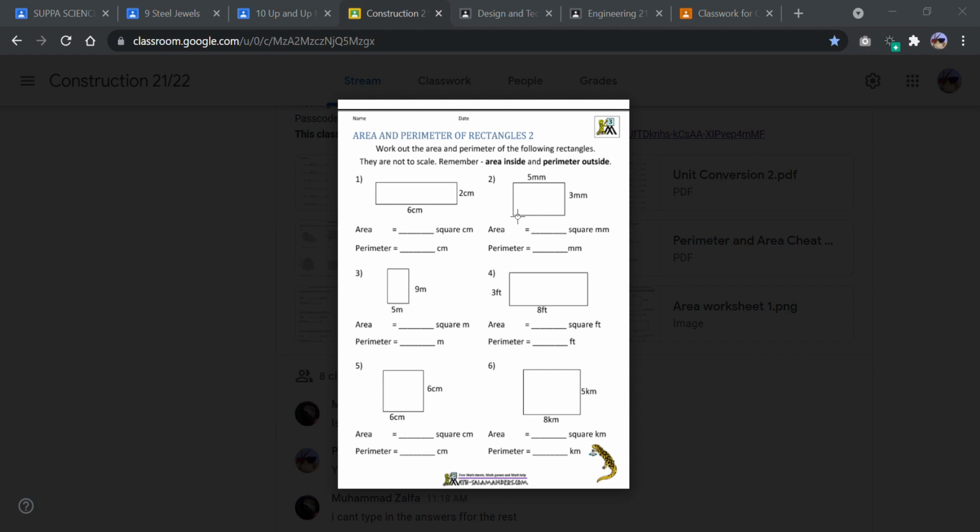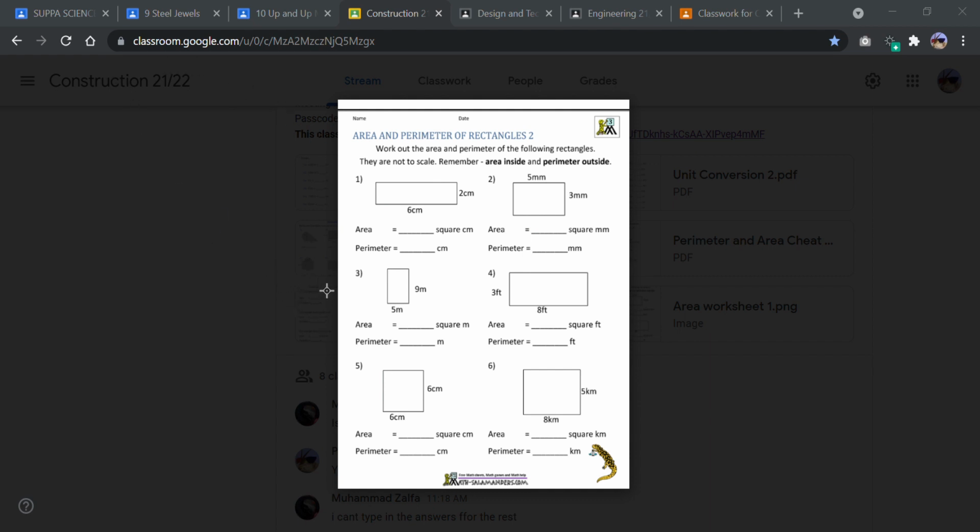Base times height. Sorry? I don't know. The perimeter. So this is area. Area is base times height. But how do you find the perimeter? This, and this, and this, and this. Okay, let's have a look.